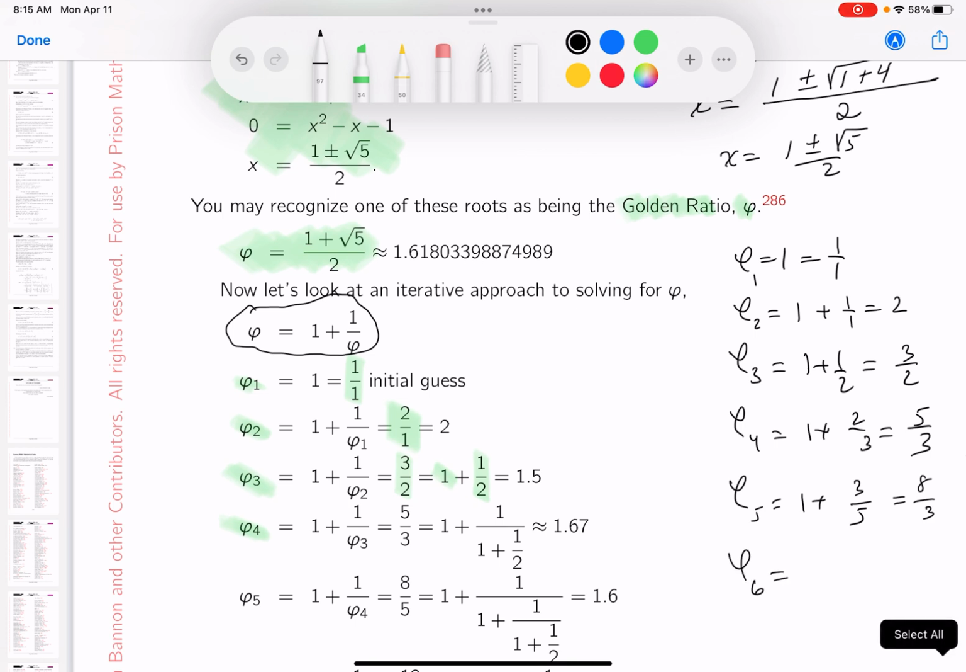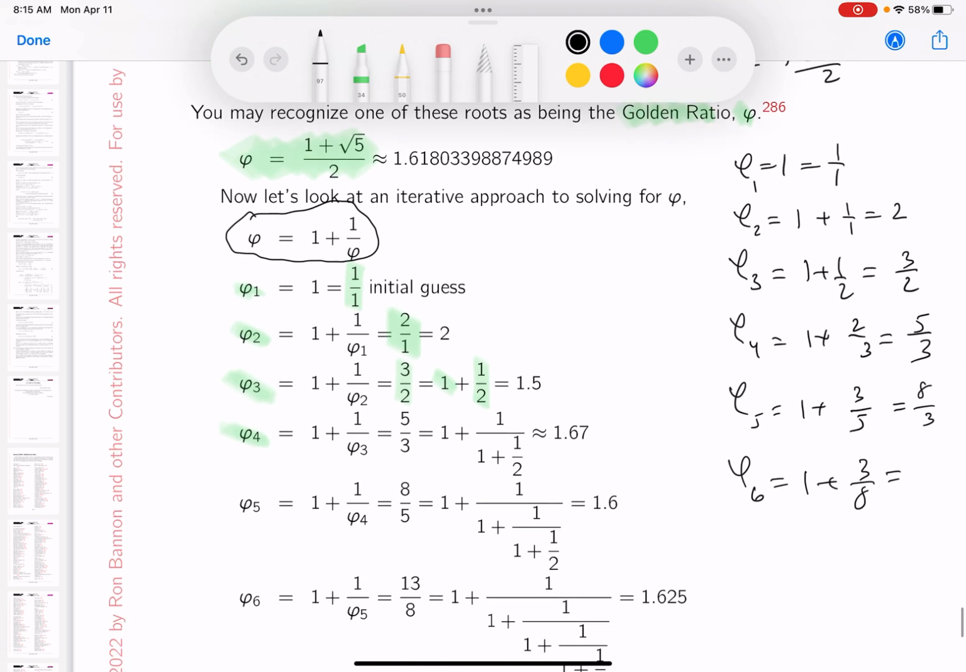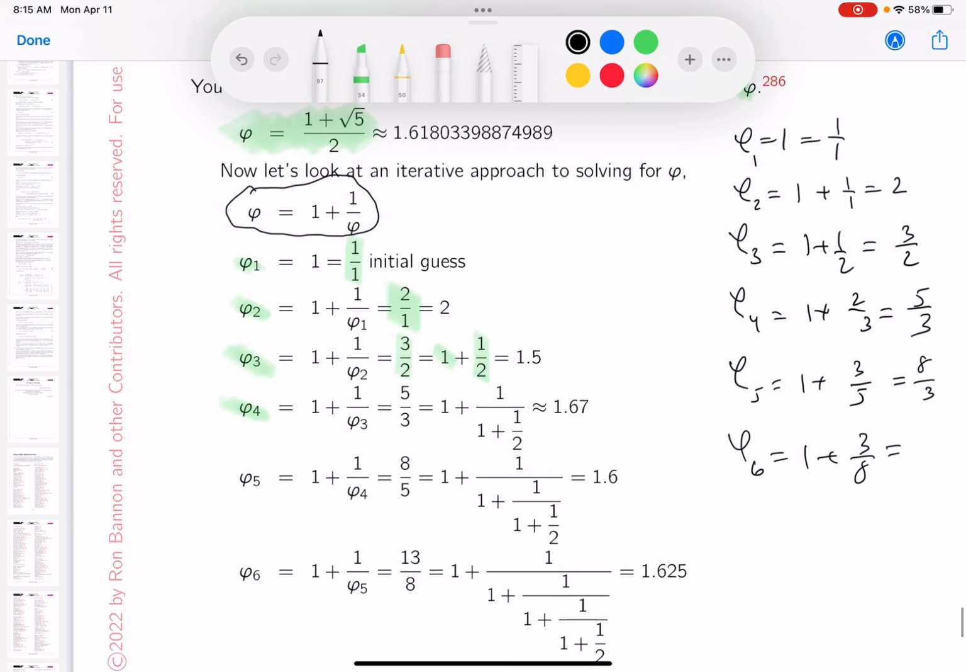Phi 6. 1 plus 3/8, which is going to be, what's that going to be? Wait, I don't want to lose track of this here. Let's see, 8, 9, 10, 11, right? You could do this all day long, by the way. I think I made a mistake somewhere.